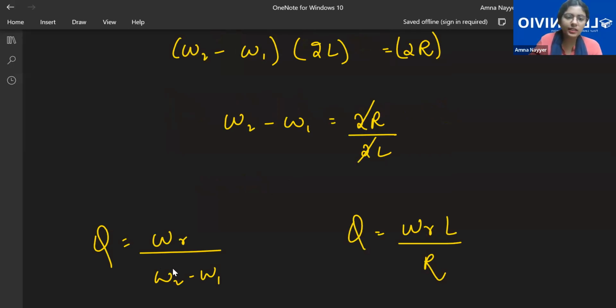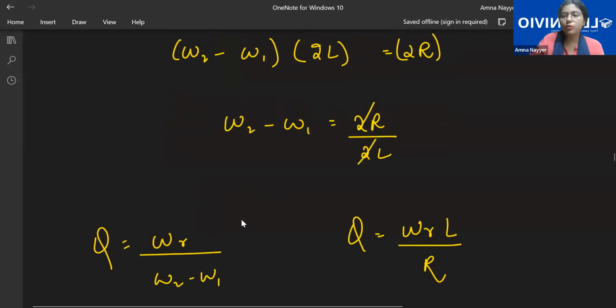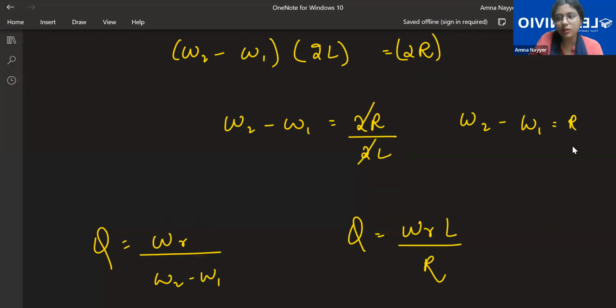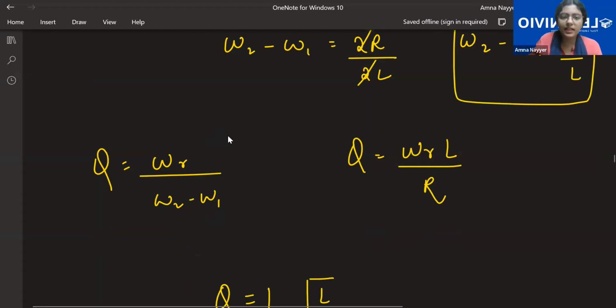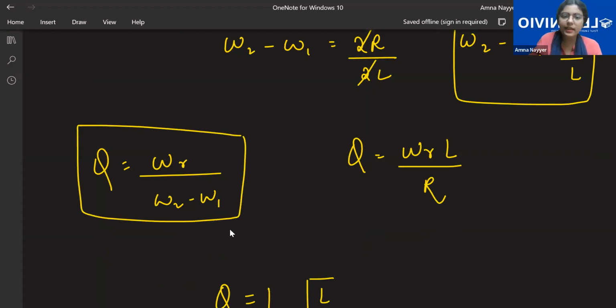Now see, coming to the formula of the quality factor. So what do we get here? Finally, we get omega 2 minus omega 1 is equal to R by L. Now see, what was omega 2 minus omega 1 if you remember? From the equation of quality factor, wasn't it the bandwidth? Yes. So for the quality factor, we have the equation as omega R by omega 2 minus omega 1. So omega R divided by R by L. So won't we get this?